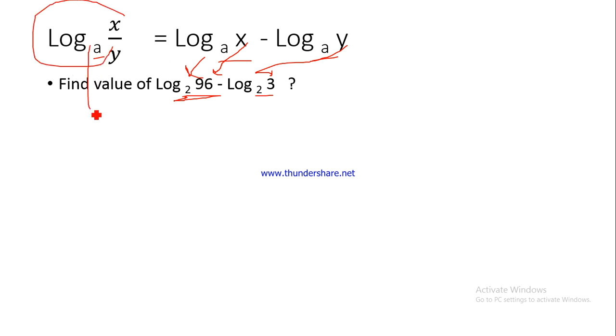So I'll be doing that. Have a look at this now. log 2 base 96 by 3, x by y. So it becomes 96 by 3. You can understand x was 96, y was 3.